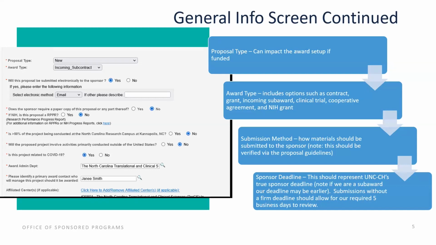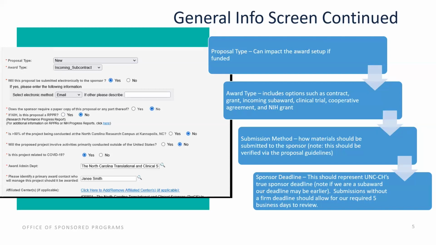So that's very important. Award type includes options such as contract, grant, incoming subaward, clinical trials, cooperative agreements, all of those various different award types. Generally speaking, you're going to be able to find this information when you go through the proposal announcement. It'll tell you what that funding mechanism will be, but it's not always going to be 100%. And what I mean by that is it's possible we will think that it's going to come in as a grant, but it ends up coming in as a contract.